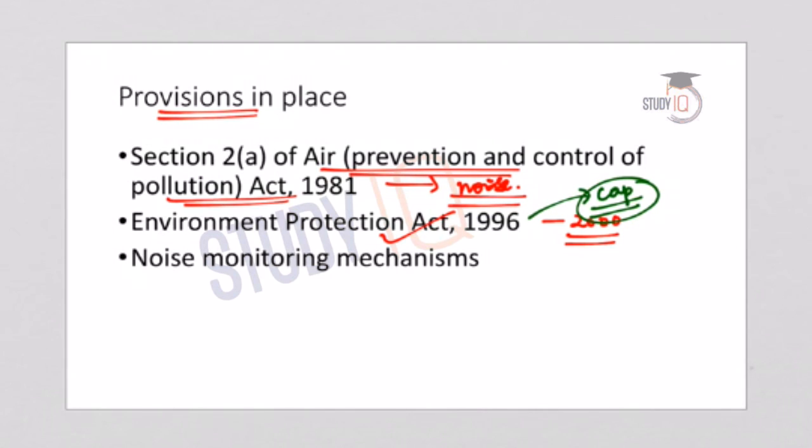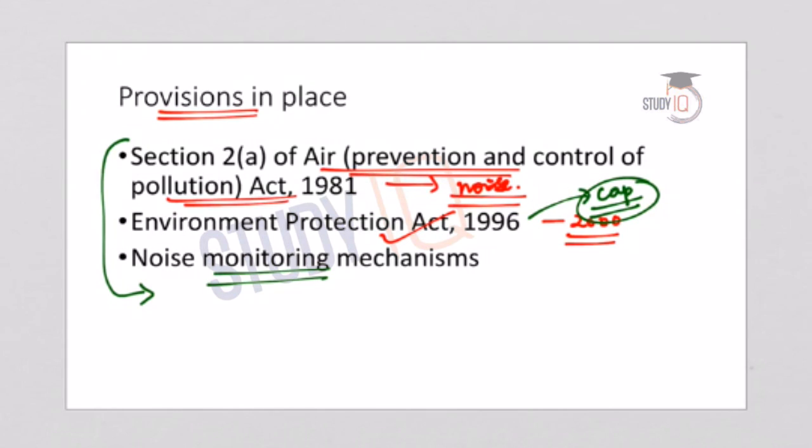But the biggest challenge here is that even though there are provisions that try to control noise pollution in the country, they have lied in the papers only. They have not become practical, or monitoring and implementation of these provisions have not become successful in the country. And now coming to noise monitoring mechanisms. Noise monitoring mechanisms were established in many cities, but they are not put to use. So proper monitoring and implementation is the biggest challenge in controlling the noise pollution, even though there are legal provisions in order to control noise pollution in the country.